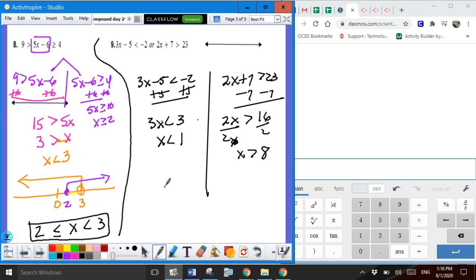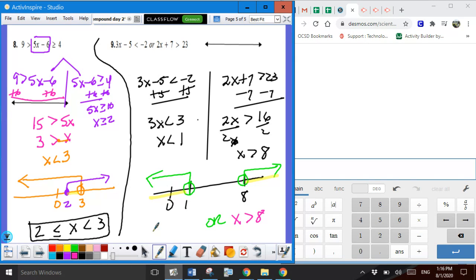So I'm going to go ahead and graph that down here just to make it a little easier on myself. So here's 0, here's 1, here's 8. I am open circle to the right and open circle to the left. So my solutions are here and there. Now remember, when I write these inequalities, the "or" is in between. I have x is greater than 8, x is less than 1, and I am done.